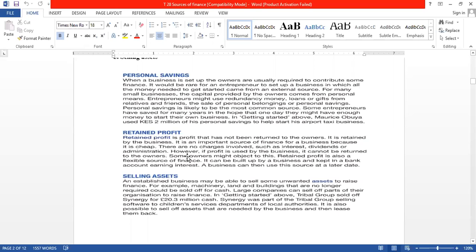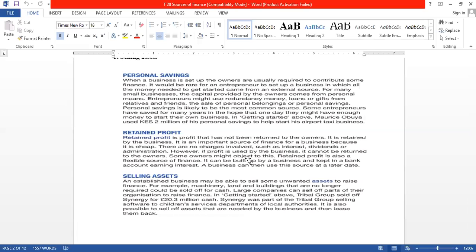However, look at the disadvantages. If profit is used by the business, it cannot be returned to the owners. Some owners might object to this, because you cannot recover it again. If you use the profit, that's it, right? You cannot use it for dividend payments again. Therefore, most of the shareholders and directors will not like this situation, because it's their savings.